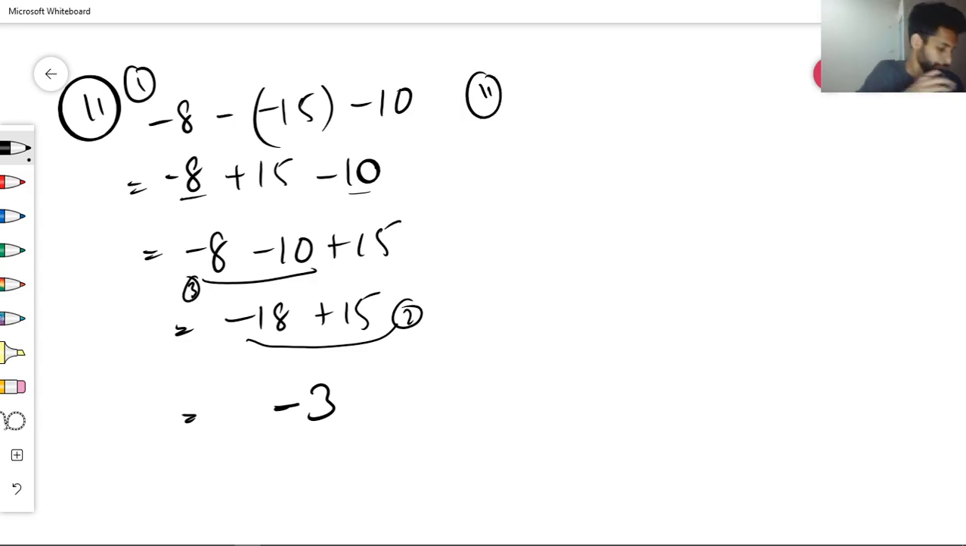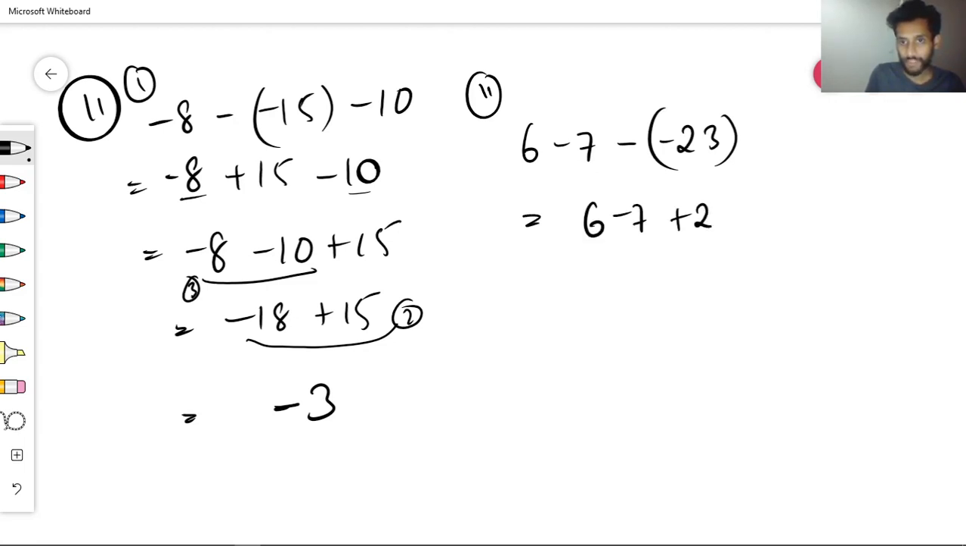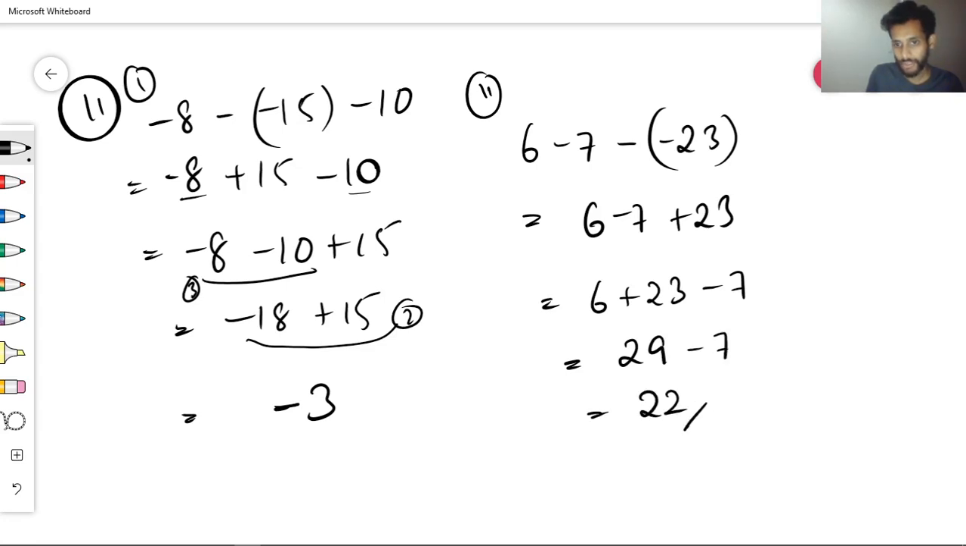Now question number 2. Question number 2 is 6 minus 7 minus 23. So here 6 minus 7 plus 23. Now this one is plus, so I will bring that plus in the front. So when I do it, 6 plus 23 will give 29, minus 7, so the result will be 22. This is question number 1, this is question number 2.